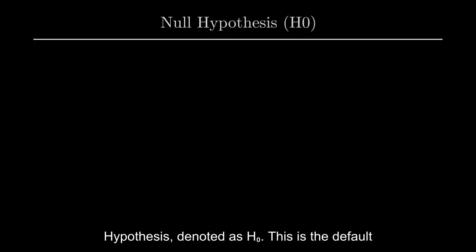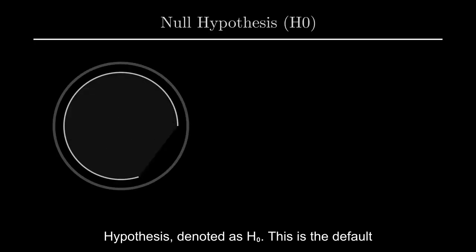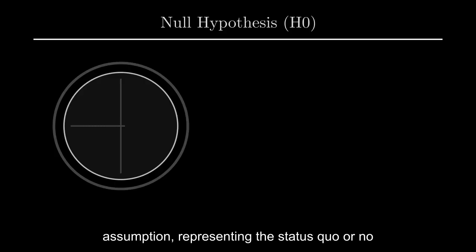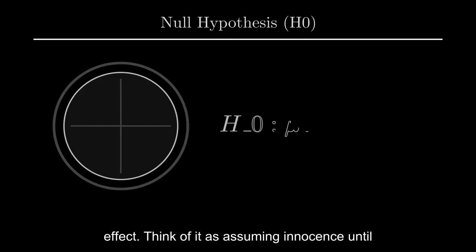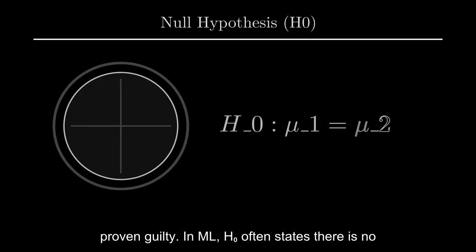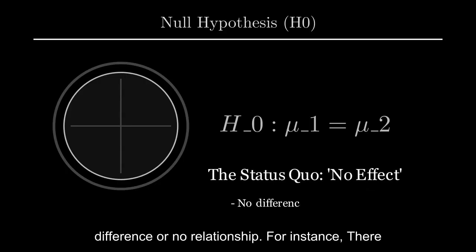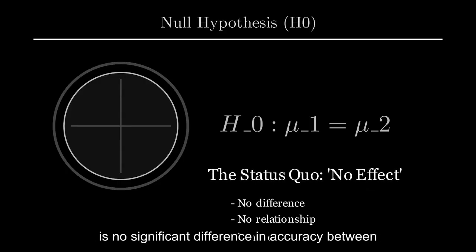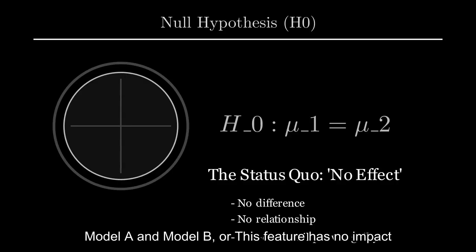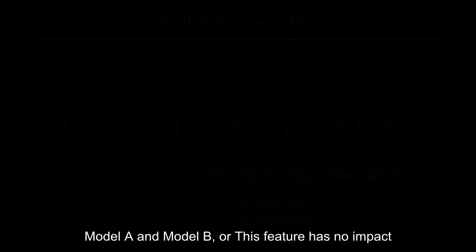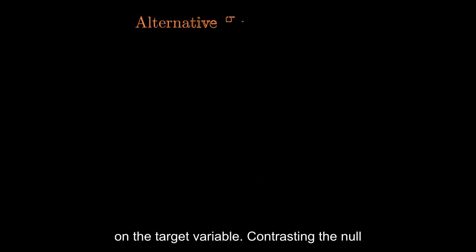Every hypothesis test begins with what's called the null hypothesis, denoted as H0. This is the default assumption, representing the status quo or no effect. Think of it as assuming innocence until proven guilty. In ML, H0 often states there is no difference, or no relationship. For instance, there is no significant difference in accuracy between Model A and Model B, or this feature has no impact on the target variable.